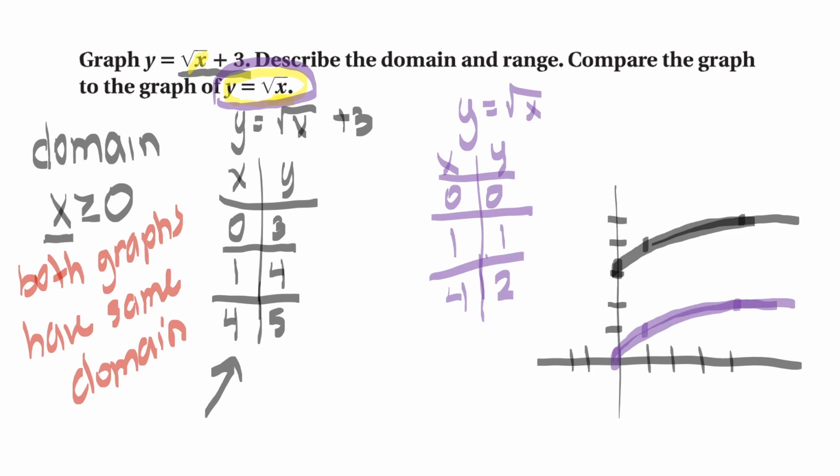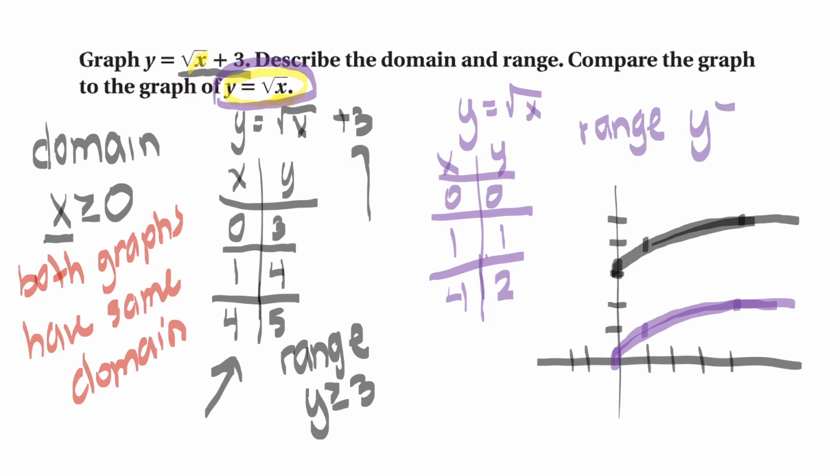The only difference is that the black graph has been translated up 3 units, and we can see that in our equation right here. So this one would have a range of y is greater than or equal to 3, whereas our purple graph starts down here at the origin. So this one would have a range of y is greater than or equal to 0. So they have the same domain, but different ranges.